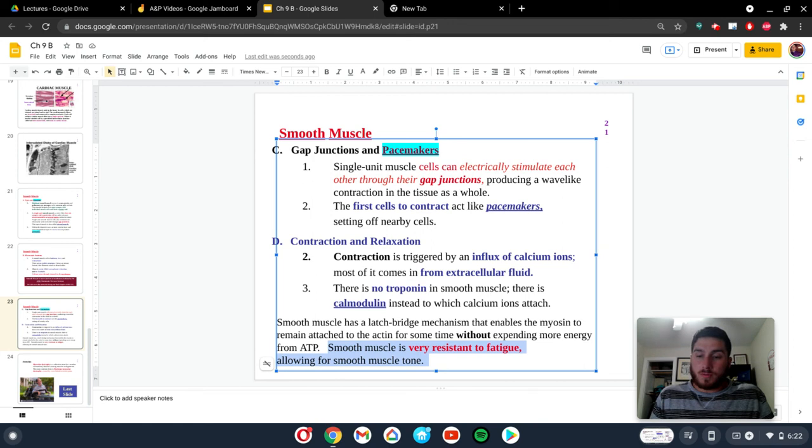And that's really important. So with that said, this is some information on smooth muscles. And if you have any additional questions on smooth muscles, please let me know.